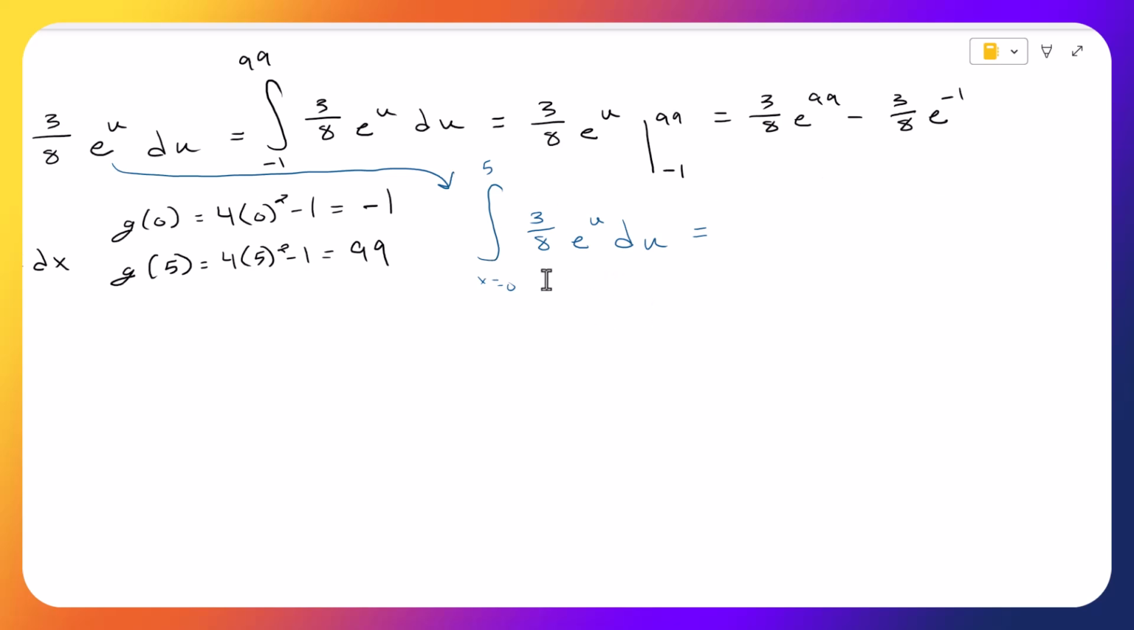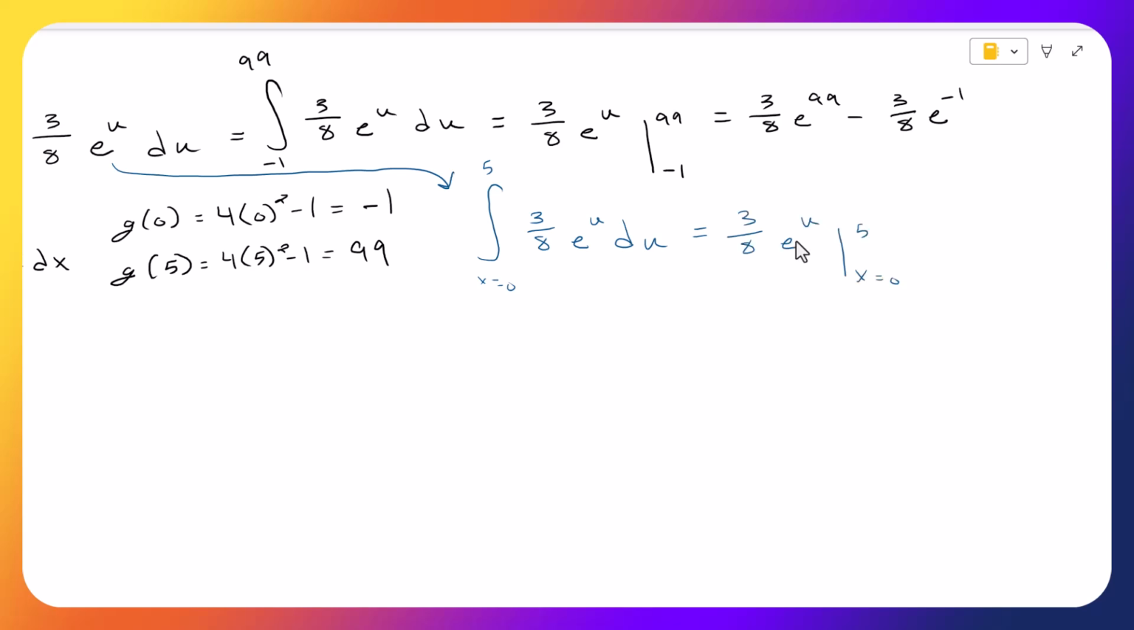Okay. So now here, I said I would show this another way if we don't want to change the bounds of integration. Well, here's the other thing that we can do. Changing the bounds of integration actually worked out nicely here. It looks better like this than it's going to turn out. But if I integrate this, I get 3 over 8 e to the u from x equals 0 to 5.